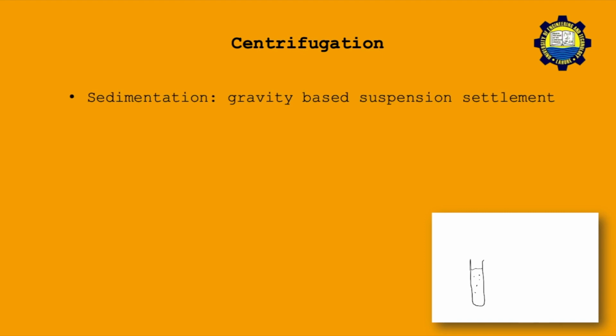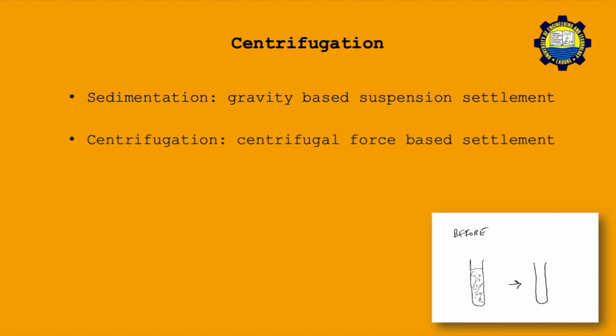So, before centrifugation, let's understand a basic fundamental thing, which is sedimentation. It's essentially the process of allowing suspended materials to settle down by gravitational force. So it's a gravity-based suspension settlement process. You allow sediments or suspensions in the mixture to settle down at the bottom of your test tube or your container. You just allow it to settle, and in a given amount of time, these suspensions are expected to fall down and rest at the bottom of the tube.